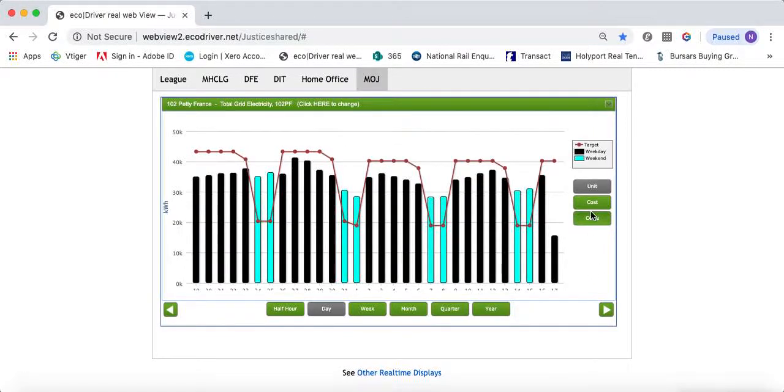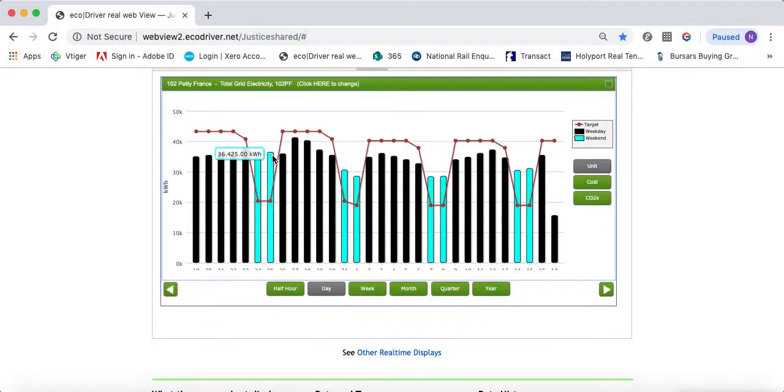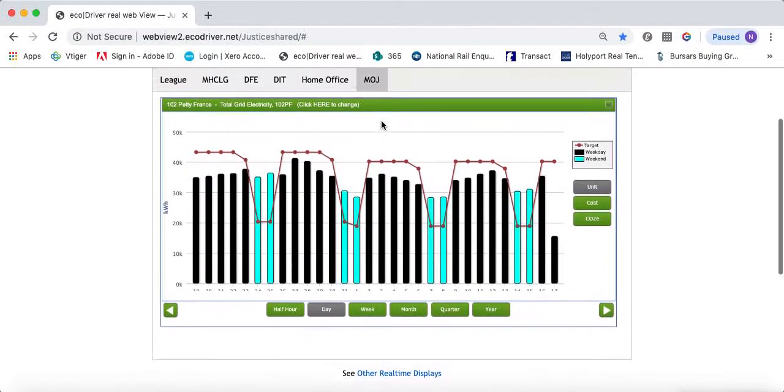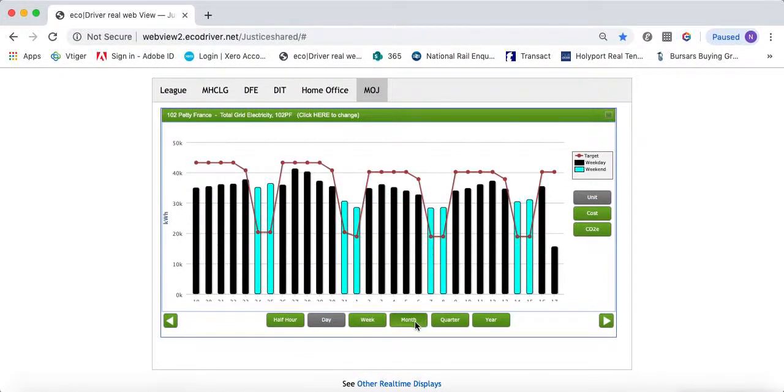Now, what is really helpful here is this is on a unit cost base, so you can then look over here and realise that actually this particular weekend we were well over our target in terms of usage. So you can then go and check and find out why it was that might have been the case. Now, this also, again, can be broken down.